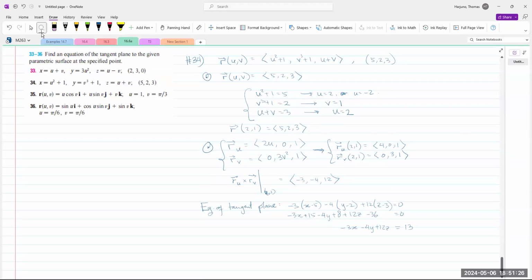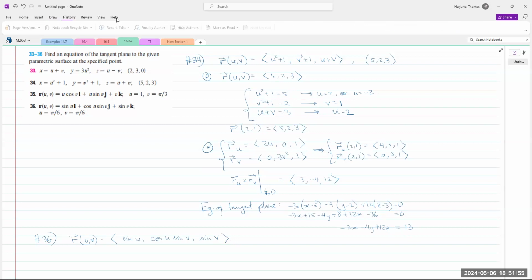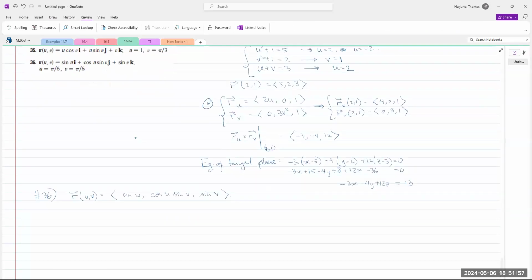That's for number 34. Let's do number 36. Number 36, we have r(u,v) equals sine u cosine u sine phi, and then sine phi, at u equals pi over 6, phi equals pi over 6.